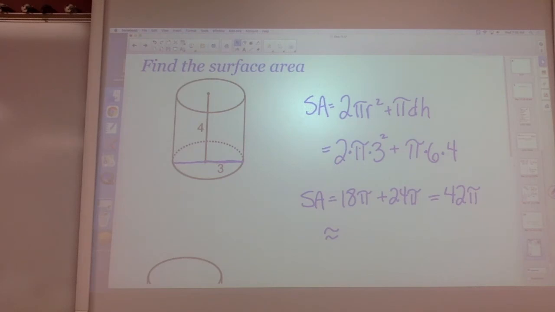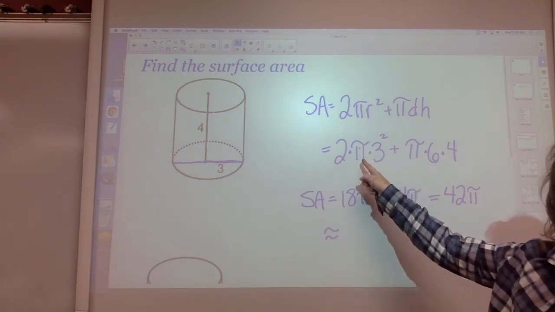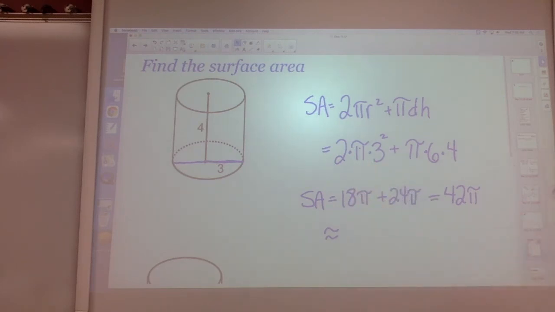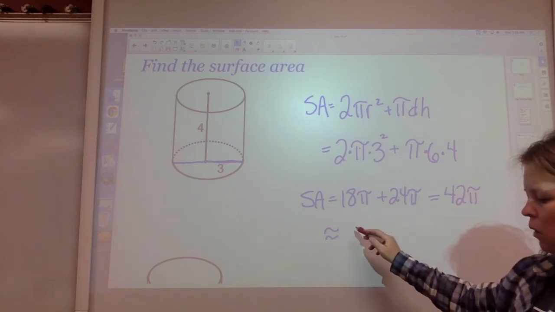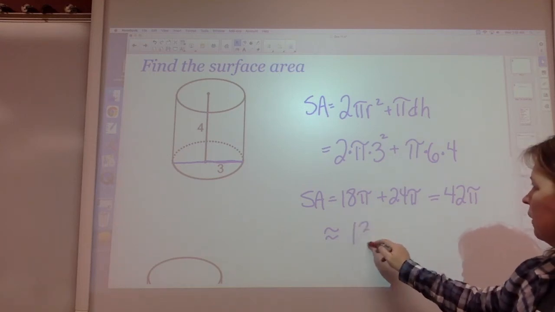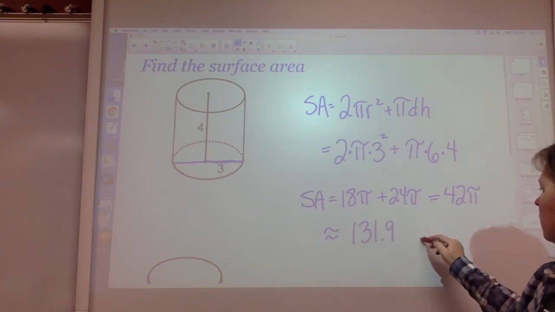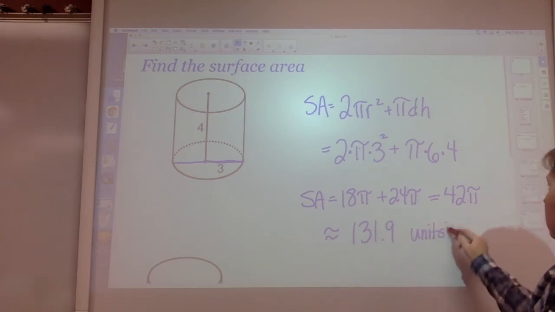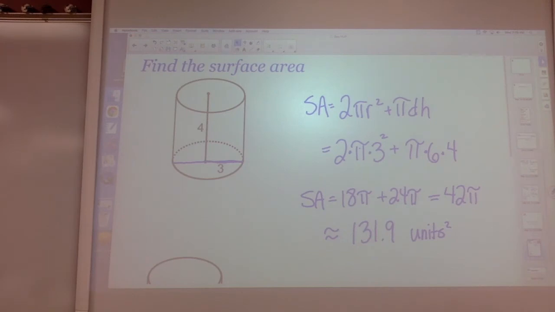2 times pi, and you have to use your pi button on the calculator. No more 3.14s in your adult or high school life. Times 3 squared plus pi times 6 times 4 equals, or approximately, 131.9 units squared. You could take 42 times pi, double check your answer. You still get 131.9.